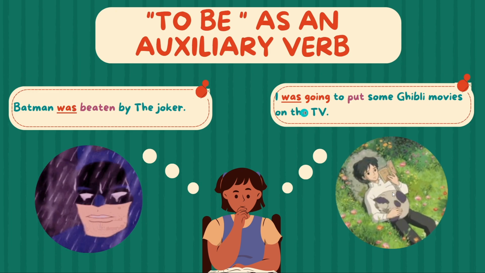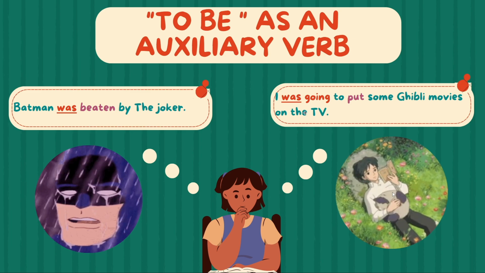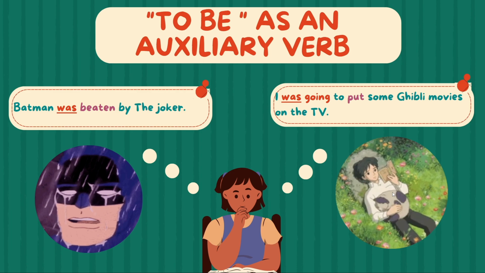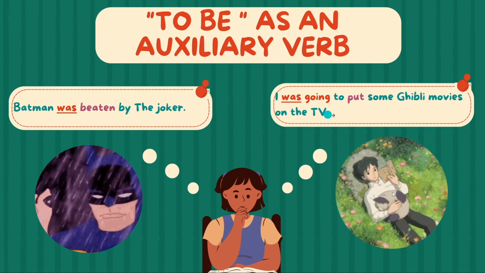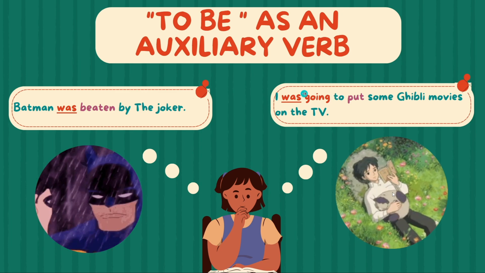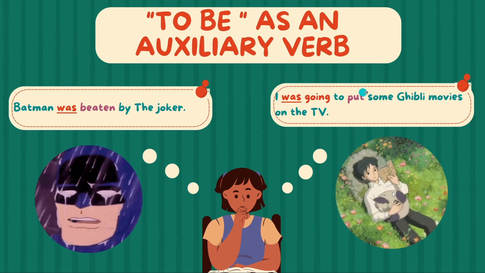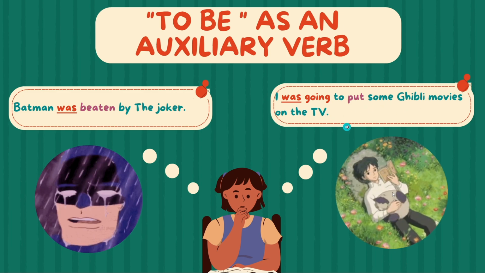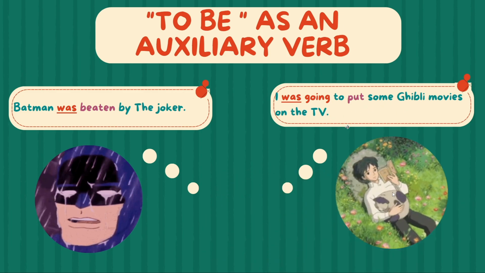The next sentence is in the past continuous, or progressive. I was going to put some Ghibli movies on the TV. So was going is an auxiliary because it's helping the main verb. Put is the main verb. So: I was going to put some Ghibli movies on the TV. Let's keep moving.